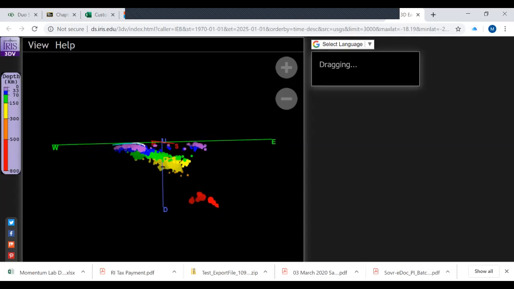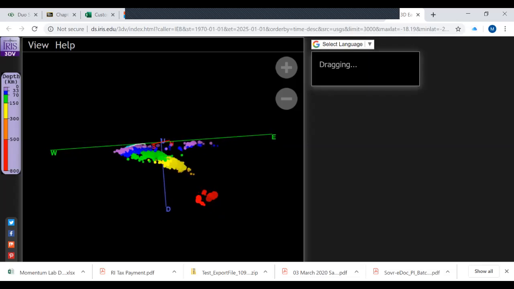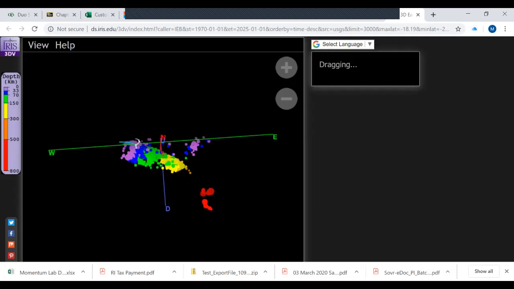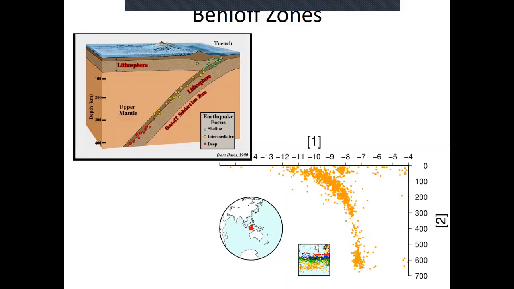So once again, here's how seismology is allowing us to view plate tectonics actually occurring. We can actually see this plate subducting underneath the other one, which is really cool. So those are called Benioff zones: earthquakes that occur in the subducting lithosphere.